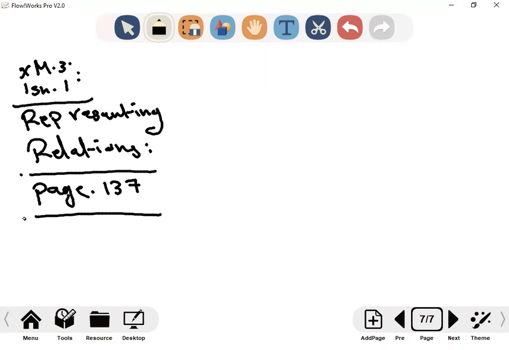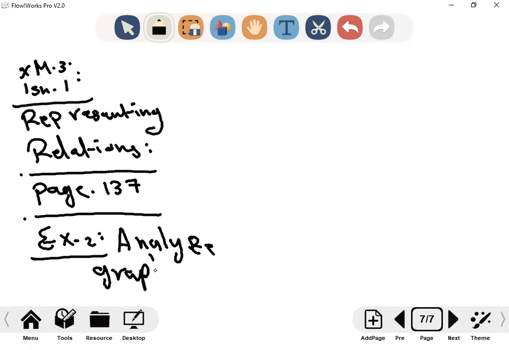Now focus with me here because we will see this space in front of you in the example. We will fill these spaces. So here we use a pencil and we'll talk about it. Now we are in example 2, and we will analyze graphs.